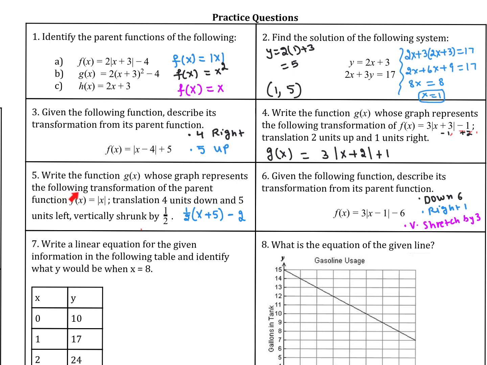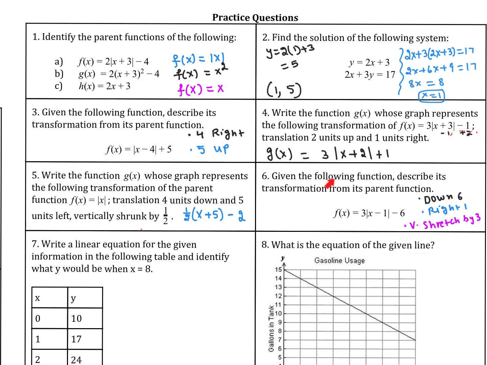For number 5, you're going to transform these functions. Translate 4 units down. 4 units down means -4 here. 5 units left means +5. And when you're multiplying with the 1/2 in the front, so this was 4, when you multiply 1/2 inside, this becomes -2. It was 4 here.